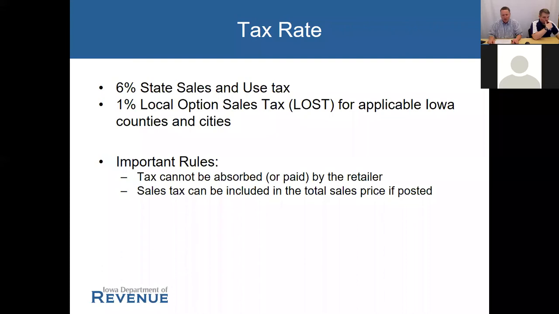A couple of important things to remember when it comes to Iowa sales tax: the retailer cannot absorb or pay the tax for their customers. So what am I trying to say here? When you make a taxable sale, you have to add sales tax onto your price, or you can have tax included in the price. However, it has to say so. It has to be stamped on your invoice or posted for public display. There has to be no question that if you are charging tax to someone, it should be very clear. Again, having a separate line that says state tax, local option tax down at the bottom, or something that's posted that says taxes included in the price.